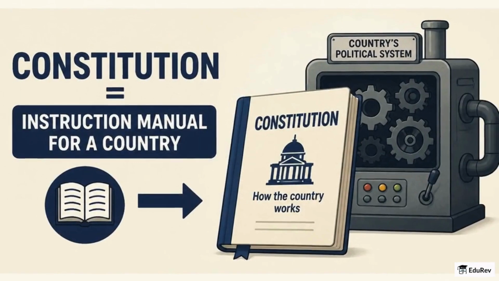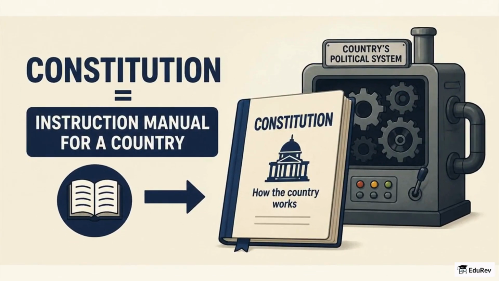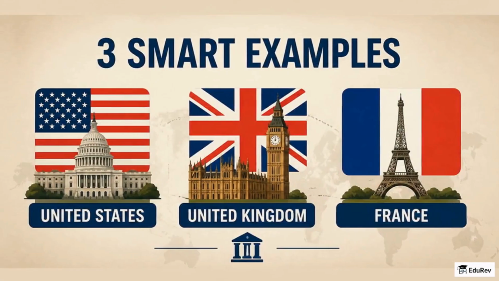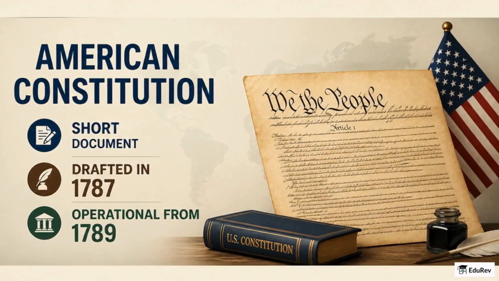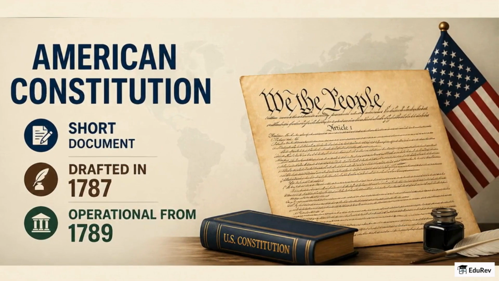First, think of a constitution as an instruction manual for a country's political system, like a user guide for a complex machine. Now let's look at three smart examples: the United States, the United Kingdom, and France. Start with the American Constitution. It is a short written document drafted in 1787 and operational from 1789.